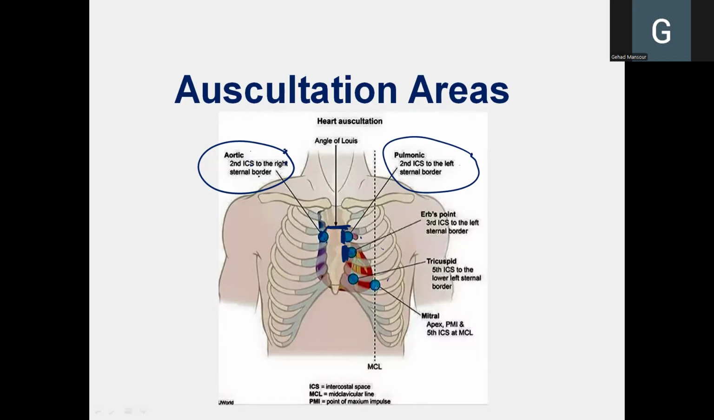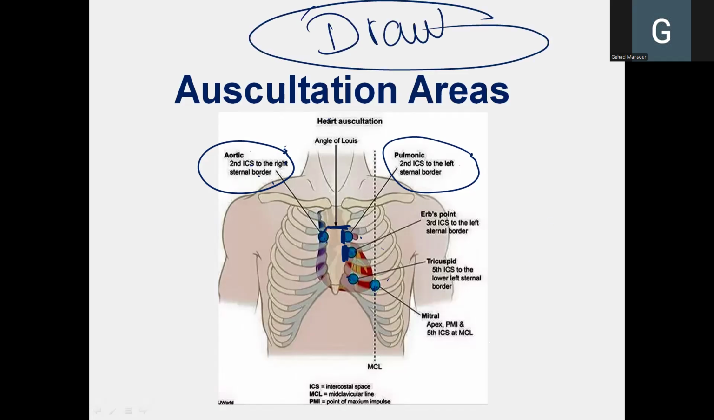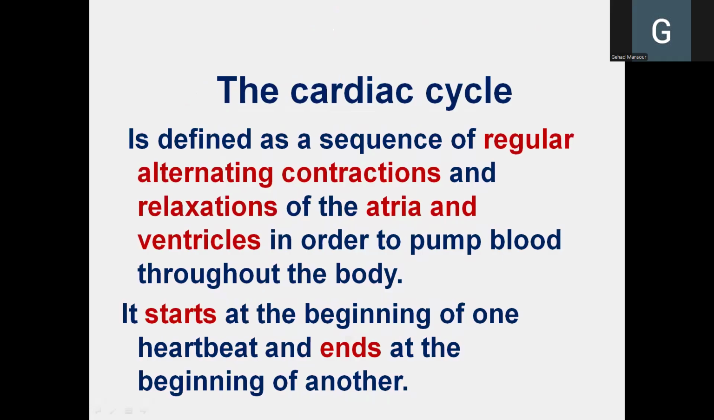And then you have the apex, which is the mitral area where you can best hear the mitral valve sounds. And it is the fifth intercostal space, mid-clavicular line to the left. And then you have the tricuspid area, again, fifth intercostal space, but more to the inside towards the left sternal border. So describing the auscultation areas is very important, and drawing the auscultation areas is very important. So this is an additional diagram that you have to draw.